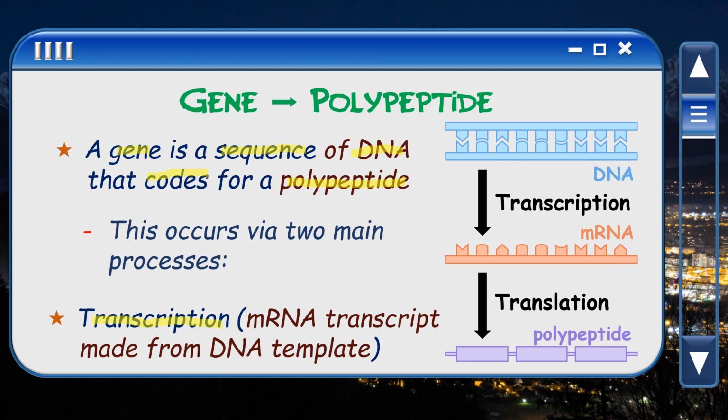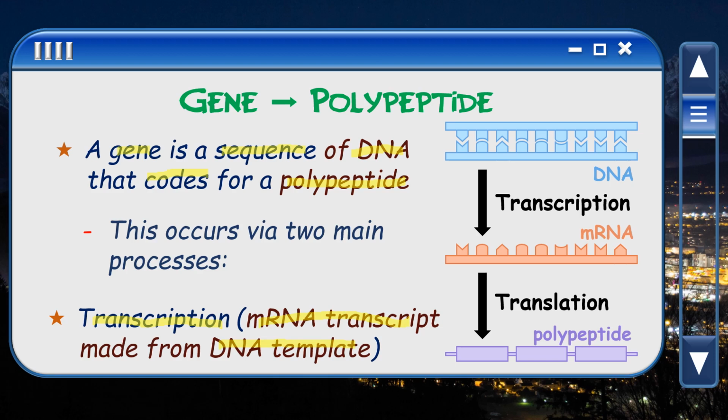Now we are going to code for a protein. We are going to produce a protein. There have to be two processes, and the first one is transcription. Transcription is where we form messenger RNA transcripts that are made from a DNA template.